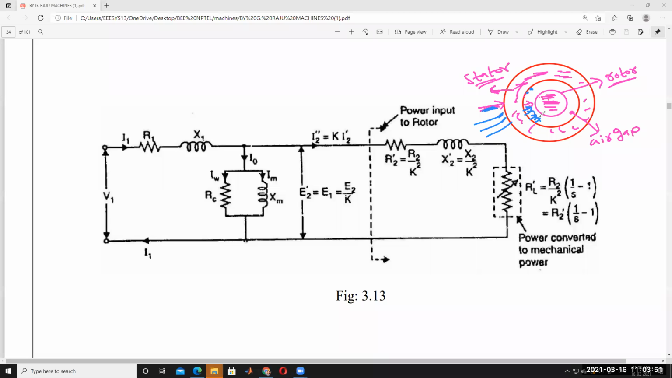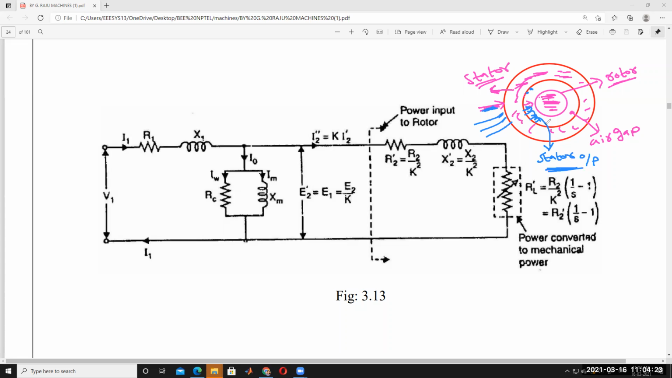Stator output is nothing but, in the form of induction, this stator input power is converted to the rotor. The EMF is induced on the rotor because of the induction principle. So this power is called stator output.